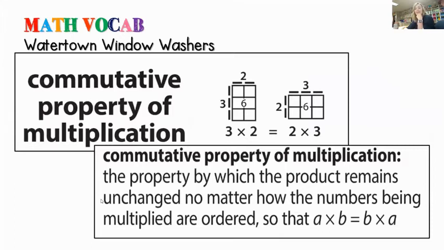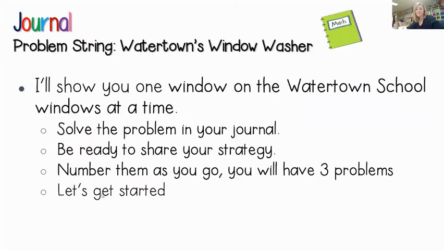So, thinking about the commutative property, which we're going to be using today, is when we can flip the window panes in any order to be able to get the same product. Now, I'm going to show you one window on the Watertown school windows at a time. We're going to solve the problem in our journal. Be ready to share your strategy and write them down in your journal as you go.